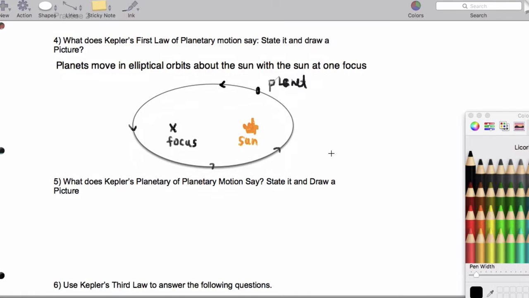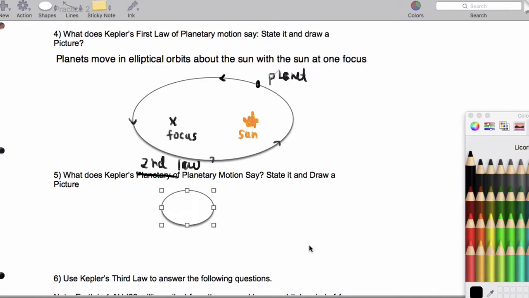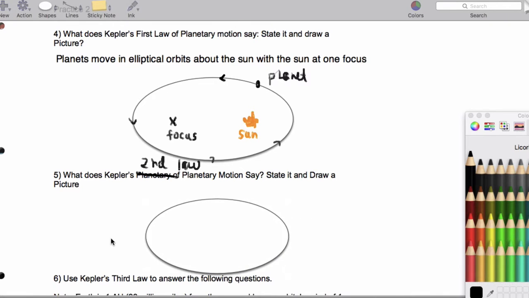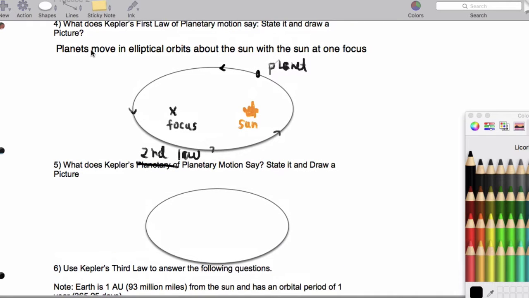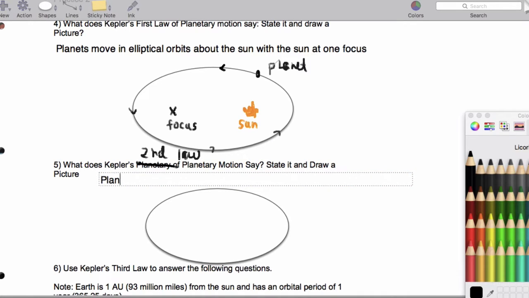Now, Kepler's, sorry, this is supposed to say second law, little typo. So Kepler's second law of planetary motion says this: planets sweep out equal areas in equal times. And there's a couple of implications here, which I will include. And there's a couple points that we need to make here.